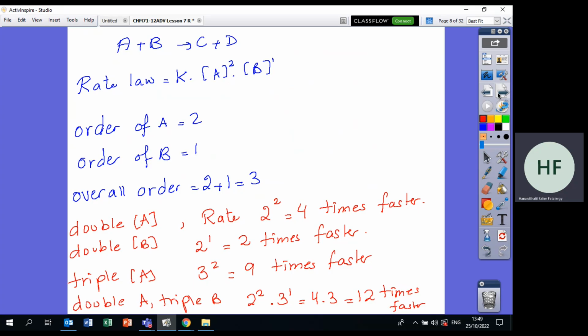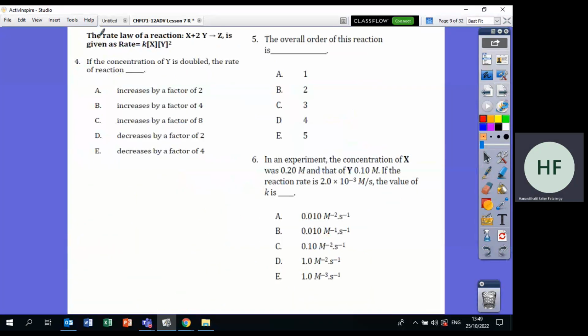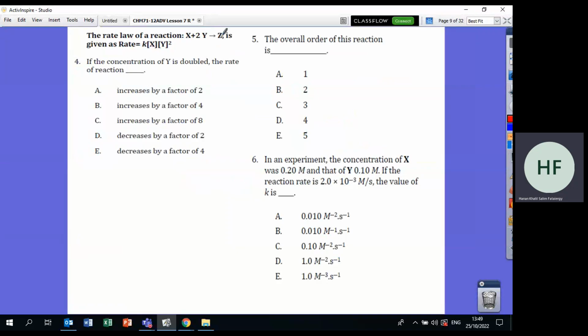Now, let's see another question. Okay, you have this question. You have the rate law for the reaction x plus 2y gives you z, and this is the rate. Now, first of all, what is K? K is called the rate law constant, and it depends on temperature. Now, what is the order of x? Order of x means power of x. No power is written. This means it is 1. Now, what is the order of y? 2. What is the overall order? 1 plus 2, which is equal to 3.